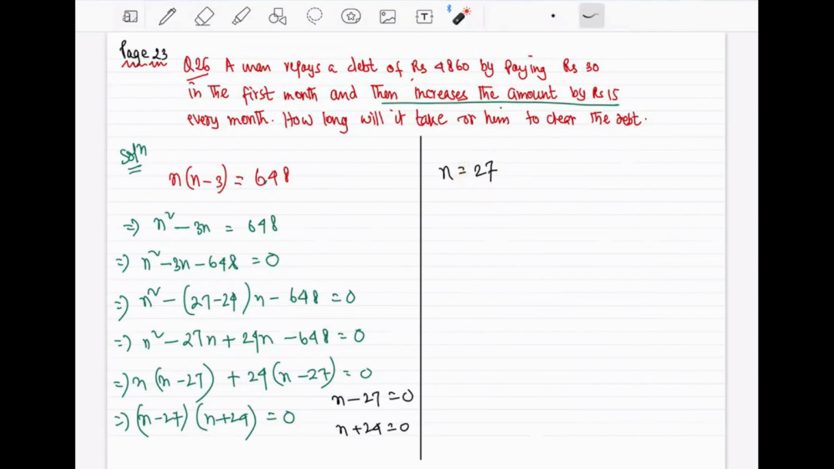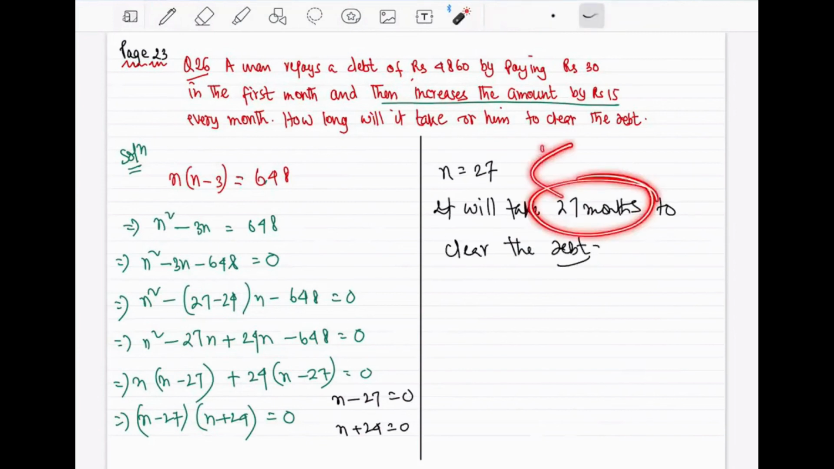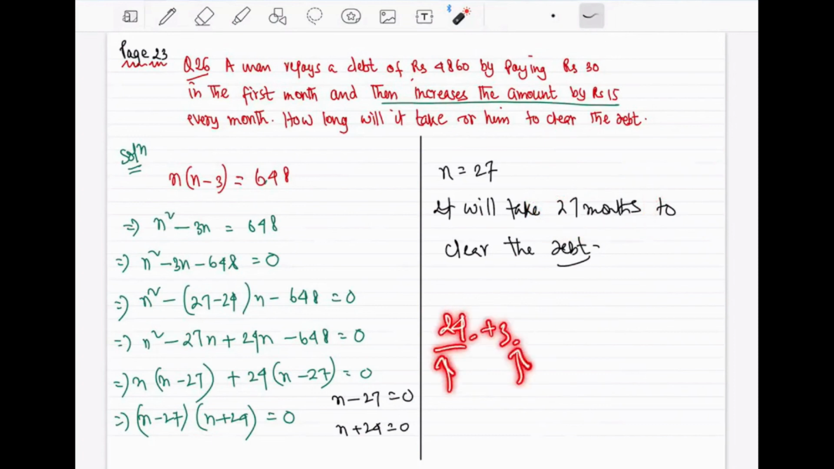The n represented the number of months. N is 27. If you calculate it, it will be 2 years and 3 months, right? So you can just say here it will take 27 months to clear the debt. You can also say it is 2 years and 3 months: 2 years is 24 months, plus the extra 3 months.